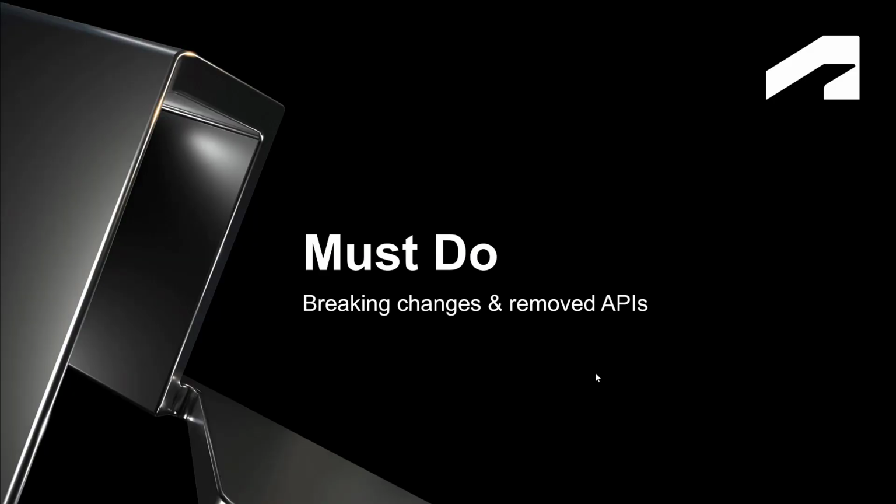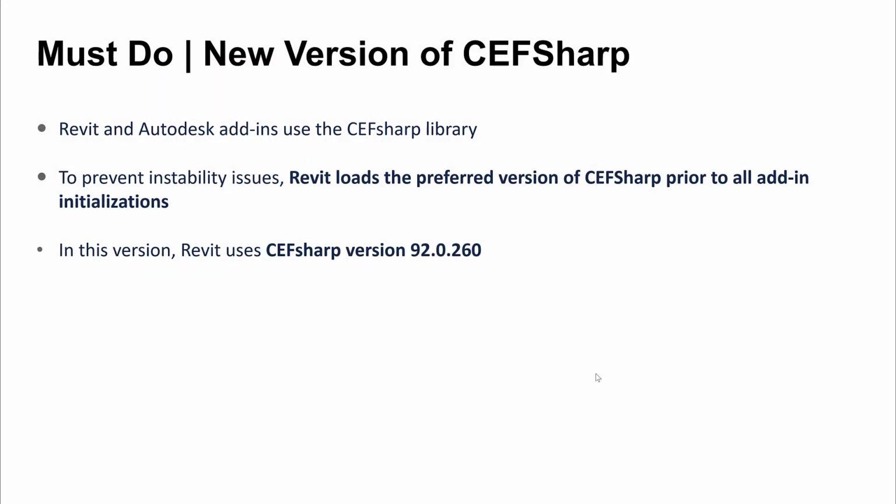With that, we usually split this presentation into two pieces. The first one is all about things that you have to do because they are breaking changes to our APIs as well as APIs that we've had to remove. So you will have to react to these. And then there are other pieces of functionality, more enhancements, that I'll talk about in the second half of this presentation. So let's go ahead and dive right in.